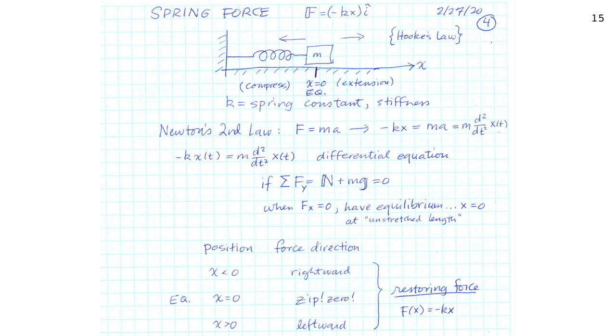So let's make a little table here. Position, force, direction. X less than 0, the force direction is rightward. All right, x equal to 0, zip zap. It's equilibrium. If your position is x greater than 0, then your force direction is back to the left.